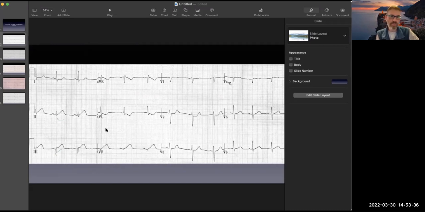Some people have mentioned that there are some changes in leads 1 and aVL, specifically a little bit of depression. This is, in fact, a reciprocal change. These are the high lateral leads, and you would tend to see these reciprocal changes in high lateral leads with inferior STEMI. Anyone notice V4? Anyone notice anything interesting about V4 there?